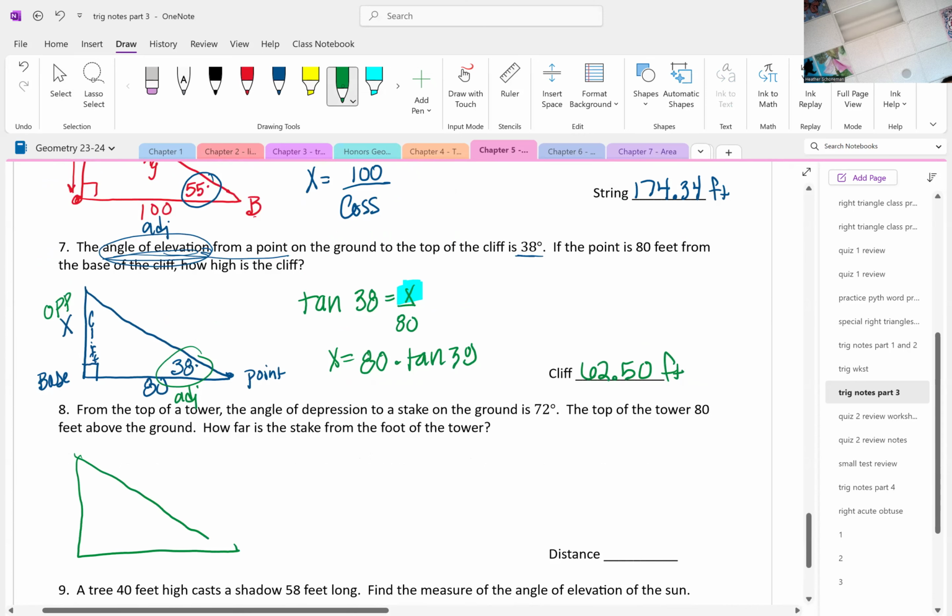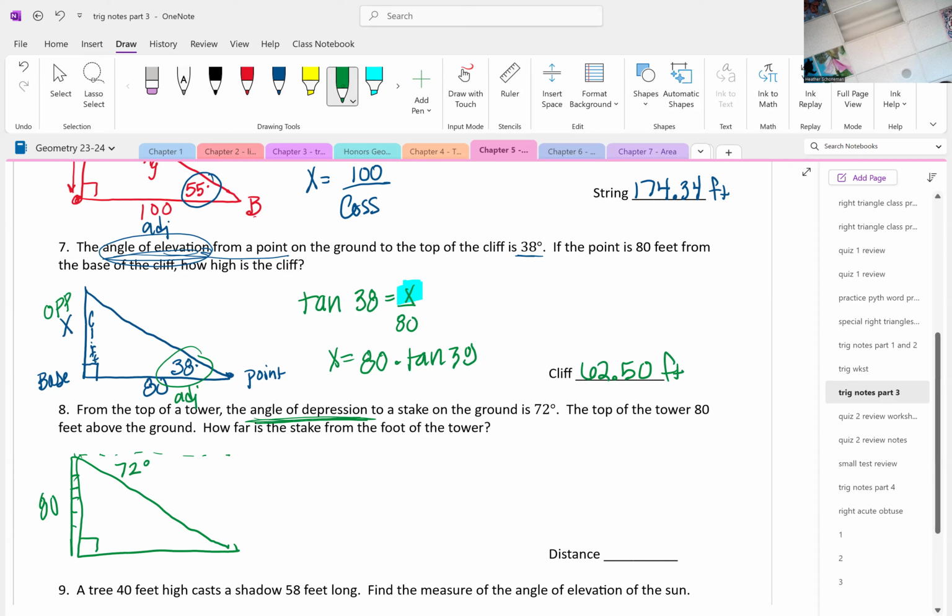Draw a right triangle. Doesn't matter what the problem is. I know you can do that part. From the top of the tower, the angle of depression, as long as we have that, we know where it goes. It doesn't matter if it's angle of depression or what. Irrelevant. Just looking for those words. It's 72 degrees. Angle of depression is always outside on top. The top of the tower is 80 feet above the ground. So this has got to be my tower over here. So this is 80 feet.